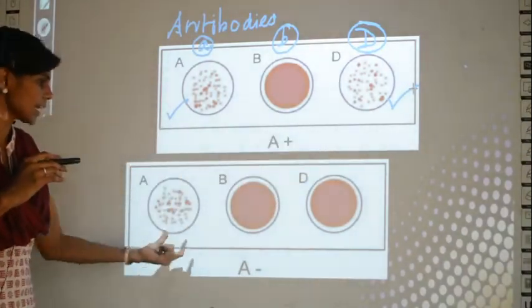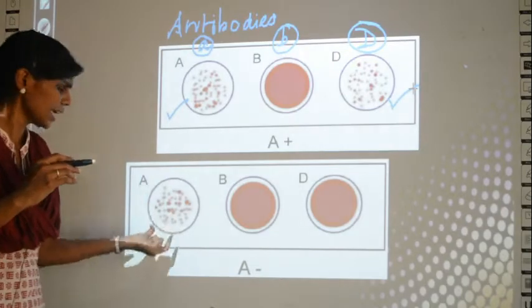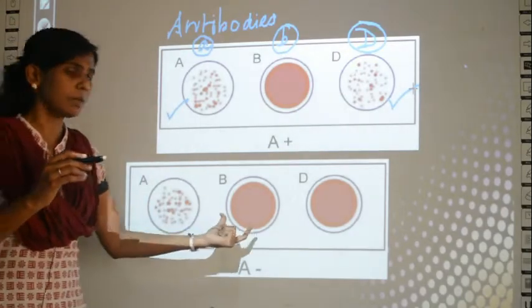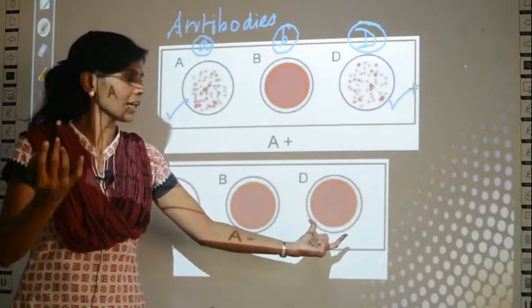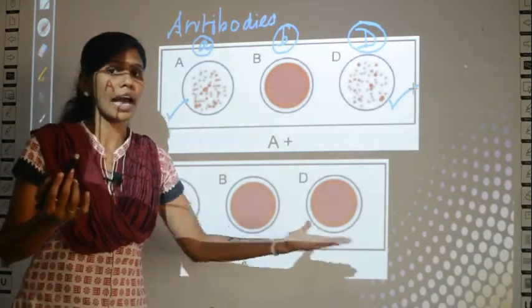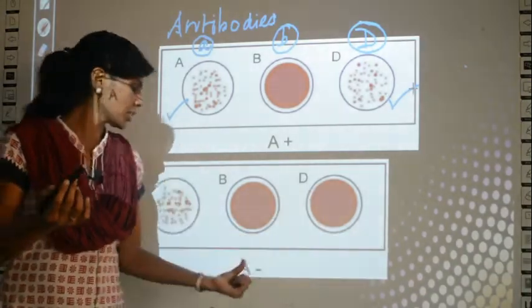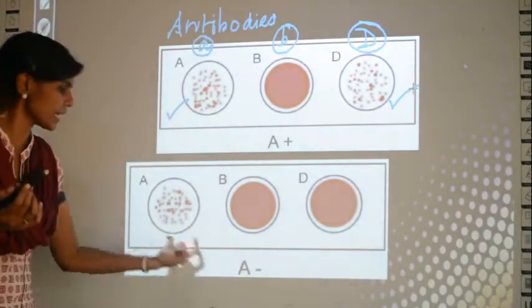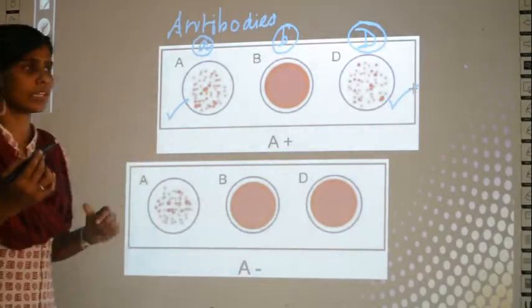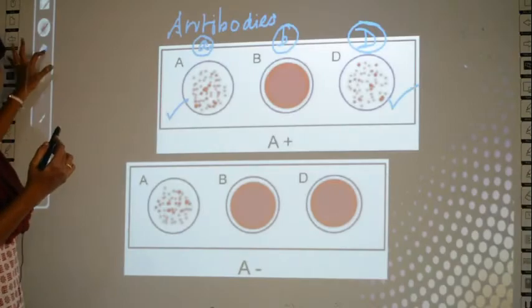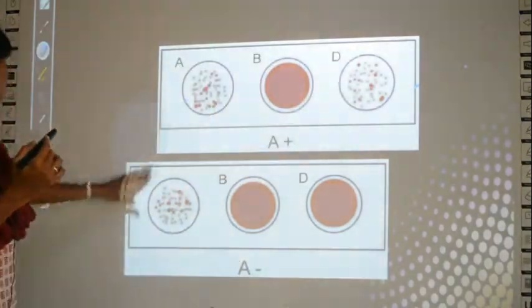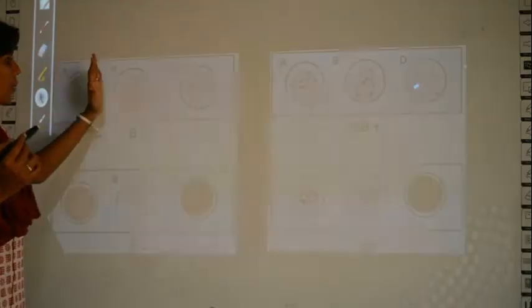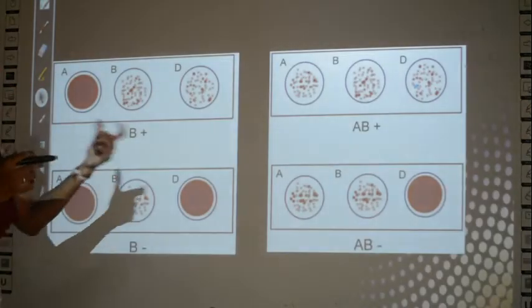In this case, A negative, again there will be agglutination in A. In B there should be no agglutination, and D also no agglutination. So, it is absence of D antigen. So, this person's blood group is A negative. Clear? Then about other blood groups. How it will appear for B positive and B negative?